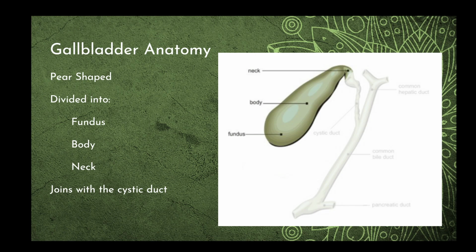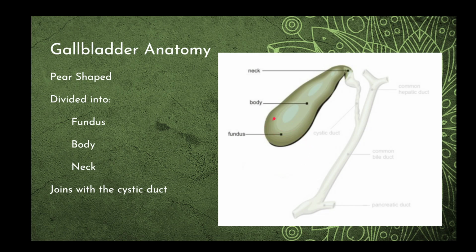Now, as far as the gallbladder itself, it's almost laughable how easy this is going to be compared to the liver especially. So we call it a pear-shaped organ, and it's divided into the fundus, the body, and the neck. That's it. That's all you need to know about the gallbladder anatomy, basically.